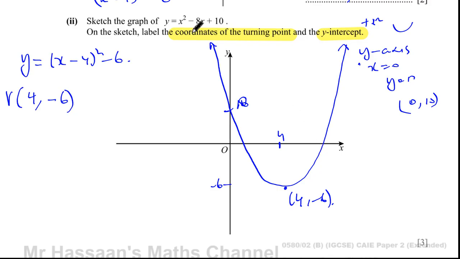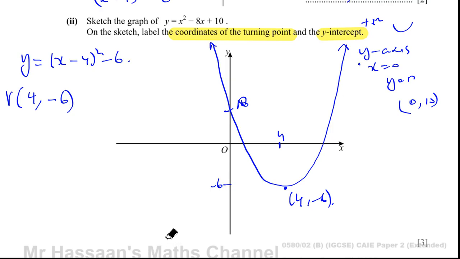If they did, we'd have to solve this equation, but they didn't ask us to do that. If they did, I would put x minus 4 squared minus 6 equals 0, so x minus 4 squared equals 6. So x minus 4 would be plus or minus the square root of 6. So x would be 4 plus or minus the square root of 6. That would be 4 plus root 6, and 4 minus root 6. Those would be the two x-intercepts, but the question did not require us to give those.